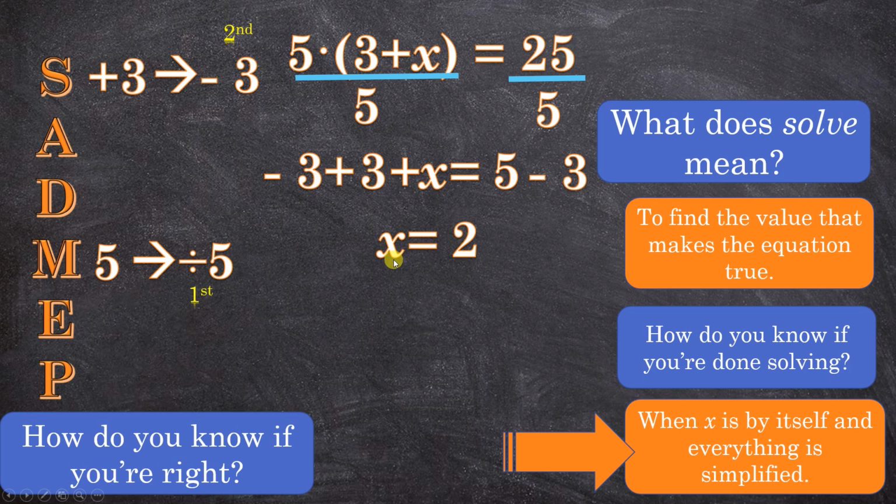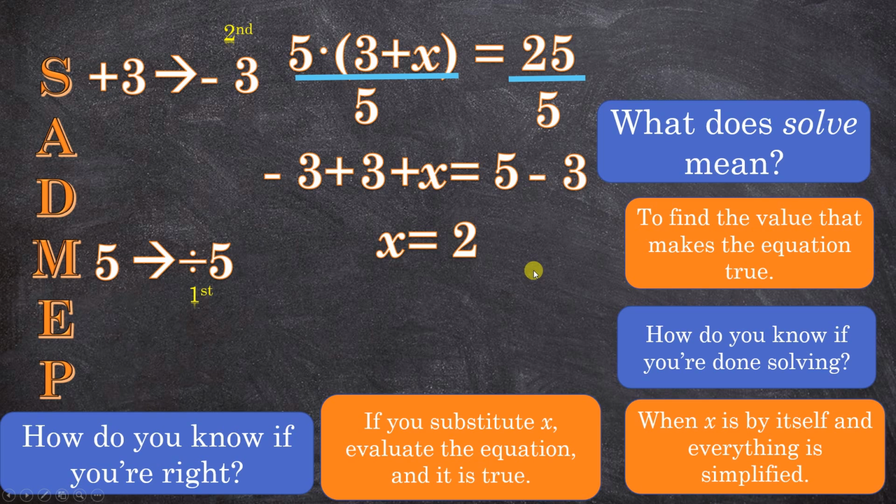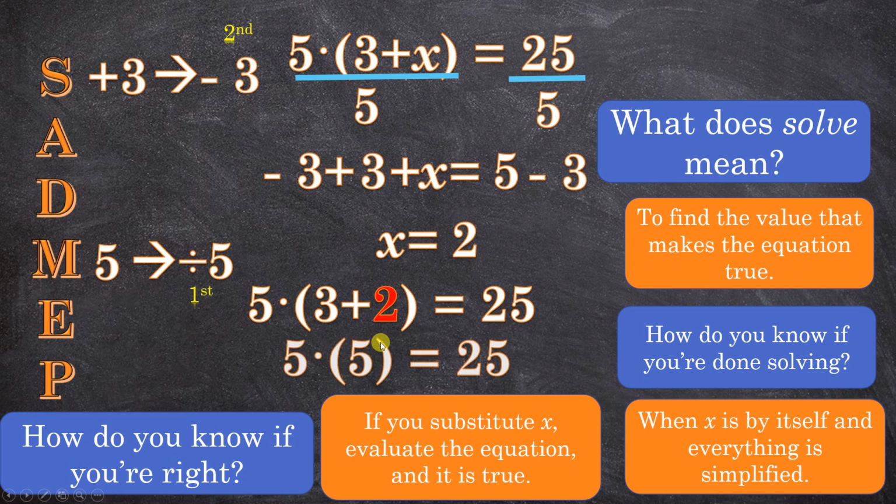Now, how do you know if you're right? You're right if you can take this value and plug it in and do the math and you get a true statement. So the left side of the equal sign will be equal to the right side, and that's exactly how you know if you're right. So let's go ahead and do that. 5 times, 3 plus 2, of course that's 25. This is what we've been talking about the whole time.